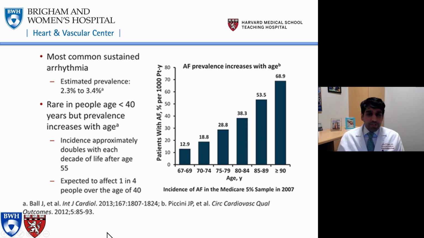The reason that we're going to spend so much time on atrial fibrillation, and the reason that many of us in clinical practice spend so much time on it, is because it is incredibly common. The estimated prevalence is upward of 3%, and it very much is a disease of aging. I often give the analogy to patients that it's somewhat like arthritis of the heart. Just like the knees, just like the eyes, as we get older, atrial fibrillation becomes much more common. The incidence approximately doubles with each decade of life after the age of 55. If you look here at a Medicare population, as we go from our late 60s to our 90s, there's almost a linear increase in how much atrial fibrillation prevalence we expect.